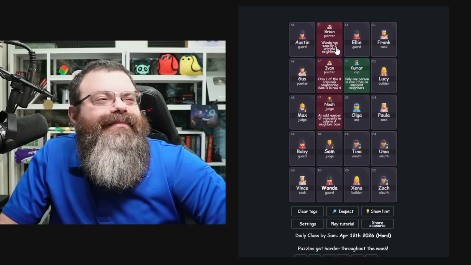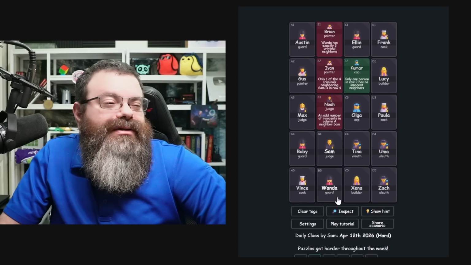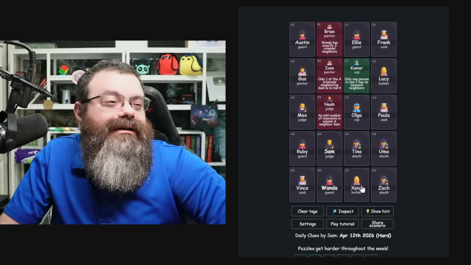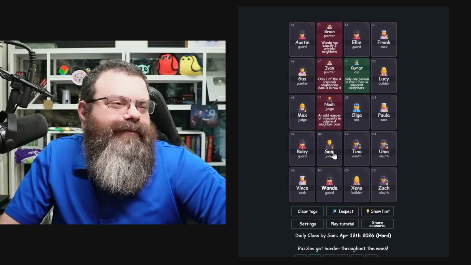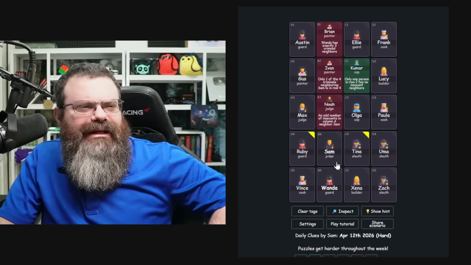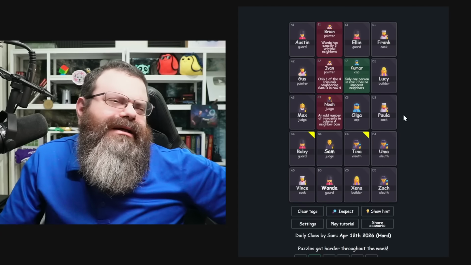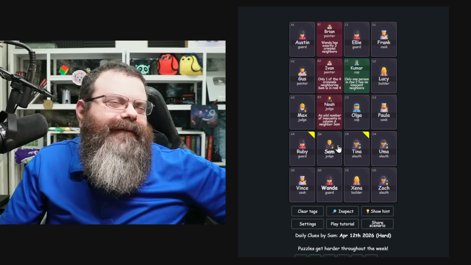We got a lot of clues. Okay. Wanda has exactly 3 criminal neighbors. So Wanda has 3 criminal neighbors out of these 5. Only one of the 4 criminals neighboring Sam is in row 4. So Sam is here. And only one of the criminals neighboring Sam is in row 4. So Sam has 4 criminal neighbors, and one of them's in row 4. So either Ruby or Tina. So we can color Ruby and Tina yellow to say only one of these 2. It's one of each. Okay.